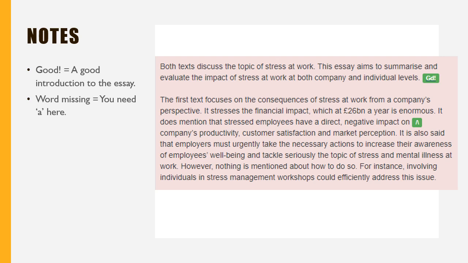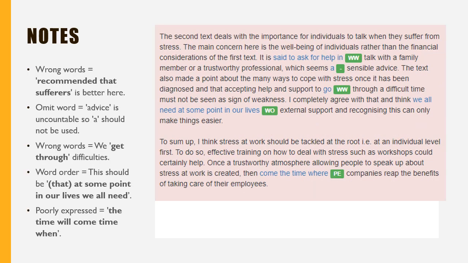The second green mark means word missing. "Negative impact on a company's productivity." So the word "a" is missing here. Now, if we look at the second part of the essay, we'll see some more notes here. And the first one, the WW, means wrong words.